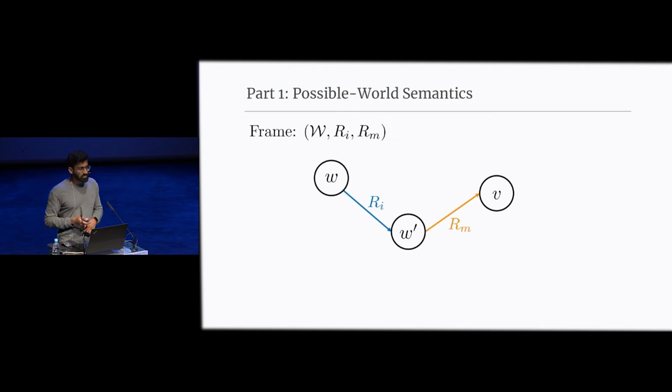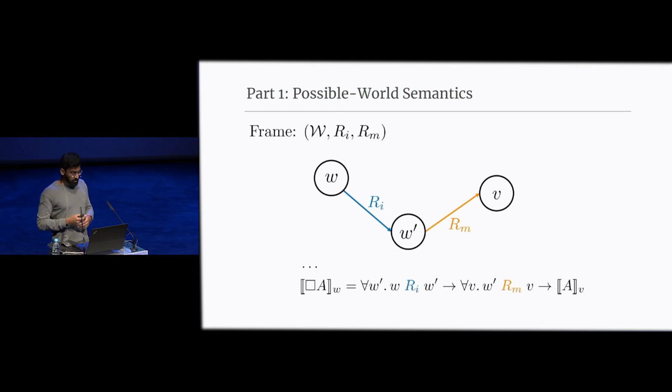And how we're going to use these graphs or frames is we're going to interpret the type box A at a world W as the interpretation of A at V, where V is a modal successor of an intuitionistic successor of your original world. So this is the interpretation, but we'll get around to what exactly the intuition behind this is.